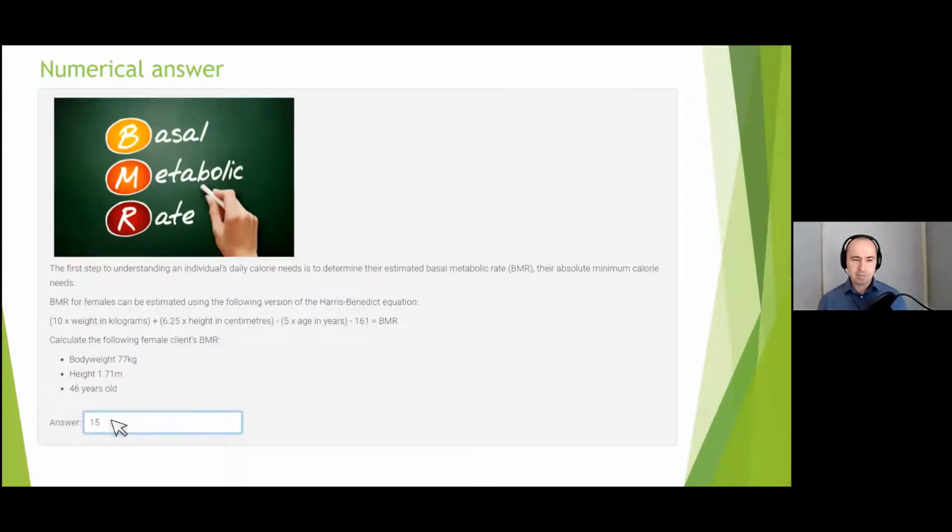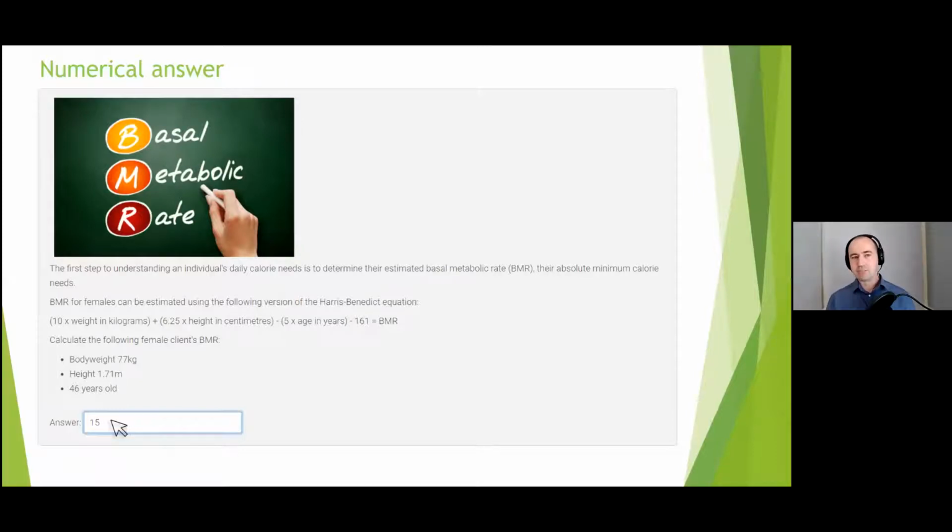This is an example of a numerical answer. It's important, I think, in these sorts of scenarios that we don't try to catch people out if they don't have a keen memory on something like an equation. This is very much a BMR equation for basal metabolic rate, and we're inviting them to actually show that they know how to work that out.